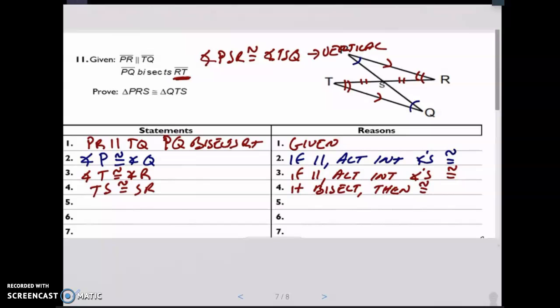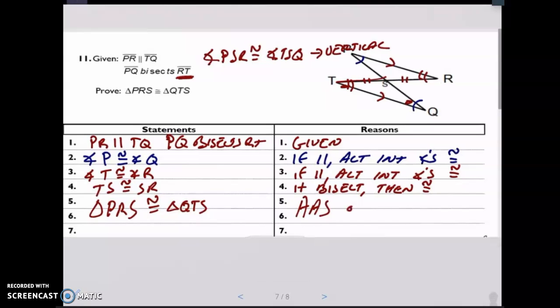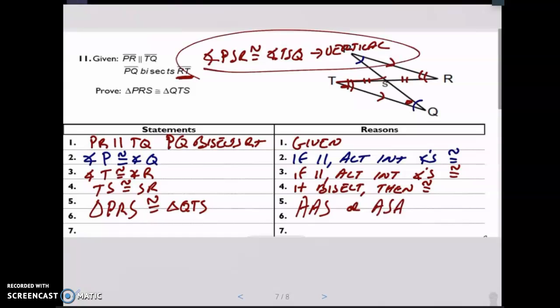And now when you look at it, you can get the triangles congruent to each other. PRS is congruent to, I don't know, QTS. So it could either be angle, angle, side, or if you use the vertical angles, it would be angle, side, angle, depending on which one you use. So if you have vertical angles in there, you're going to use angle, side, angle. If you did it the way I did, you're going to do it with angle, angle, side. Okay? Cool. Last one.